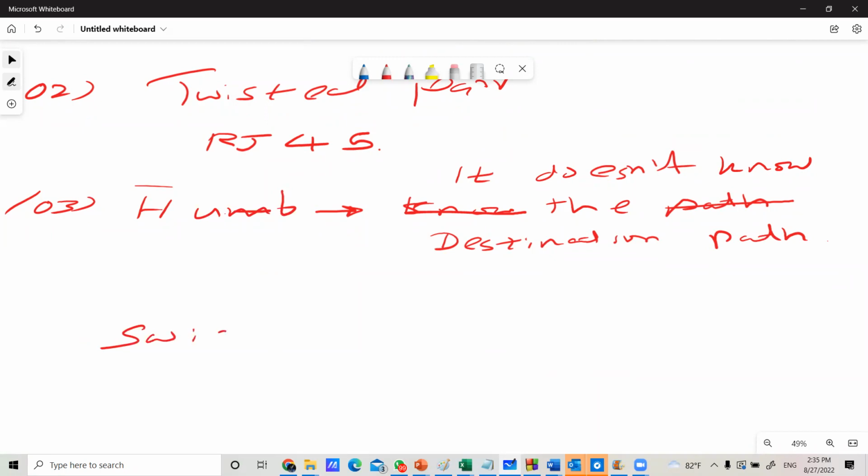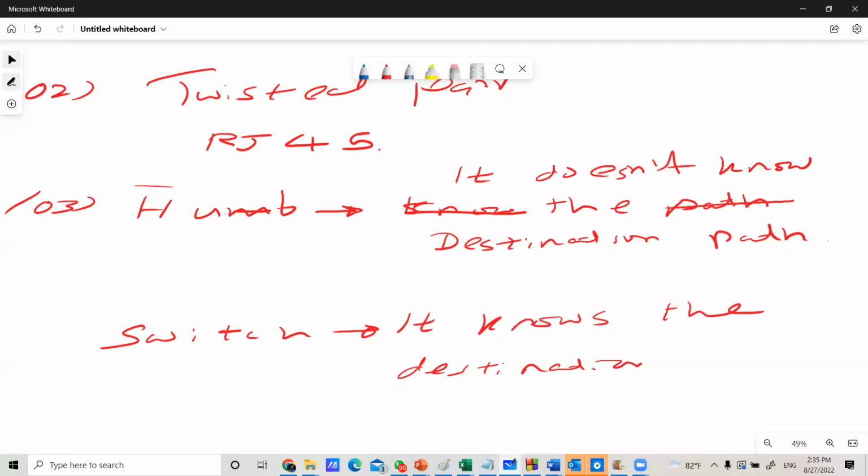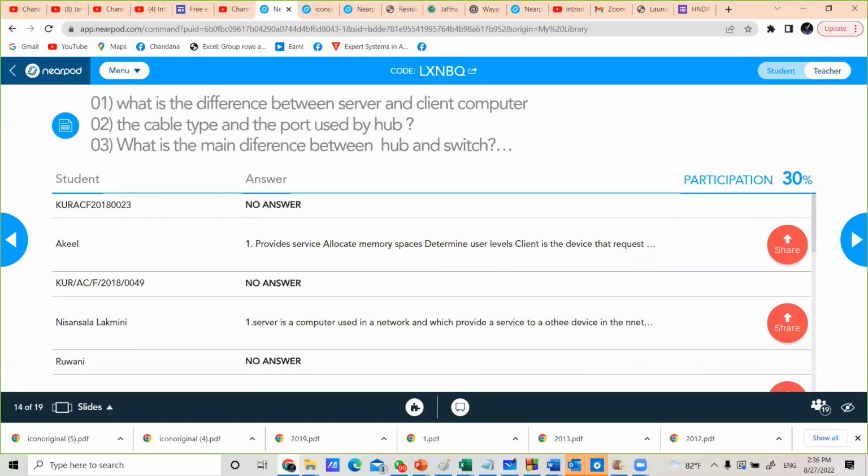But switch, you can say it knows the destination path. That means where to go, the data, where to go. Right. Then also you can draw the diagrams. If you are unable to write something in the answer papers, then use the diagram. That's also okay.